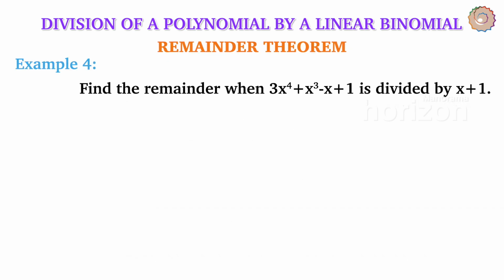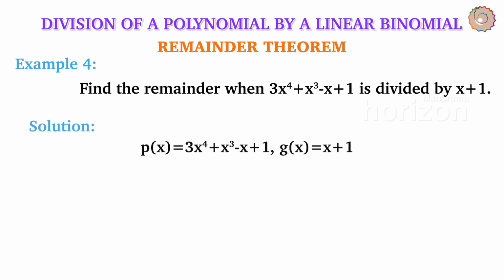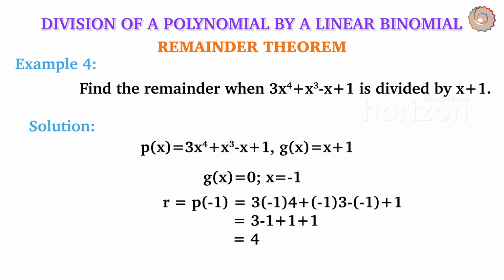Now, let's use this theorem to solve a problem. Find the remainder when 3x raised to 4 plus x cube minus x plus 1 is divided by x plus 1. So, we have p of x equals 3x raised to 4 plus x cube minus x plus 1 and g of x equals x plus 1. Now, find the zero of g of x, which is minus 1. So, the remainder will be equal to p of minus 1, and calculating p of minus 1 we get 4, and that's the remainder when we divide p of x by g of x.